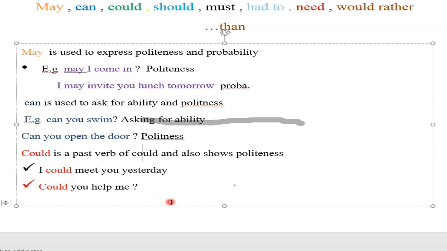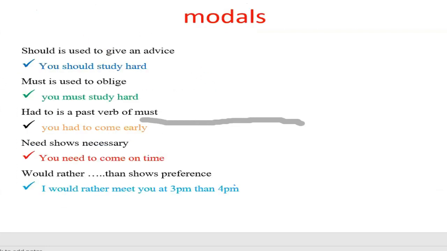This is used as polite. Modal verbs are very simple. It's available in the course outline. That's why I want to revise. The other thing here, should. I want to focus here.